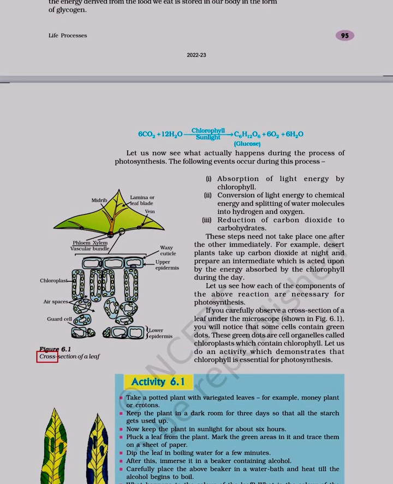Figure 6.1 Cross-section of a leaf. 1. Absorption of light energy by chlorophyll. 2. Conversion of light energy to chemical energy and splitting of water molecules into hydrogen and oxygen. 3. Reduction of carbon dioxide to carbohydrates.